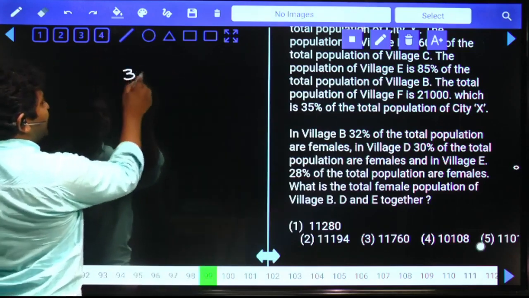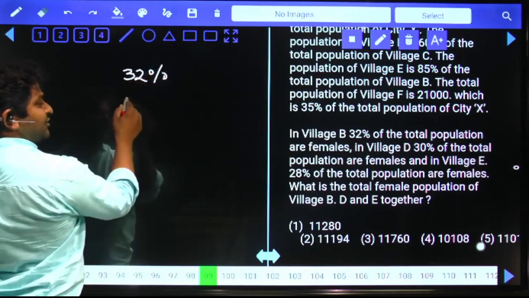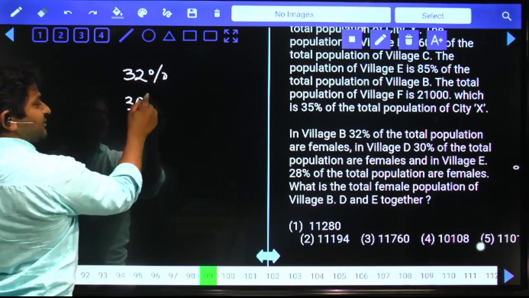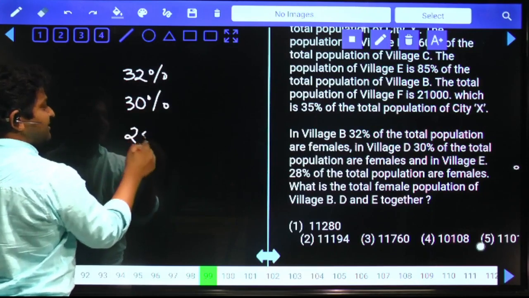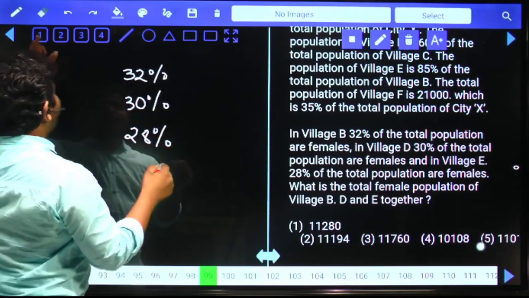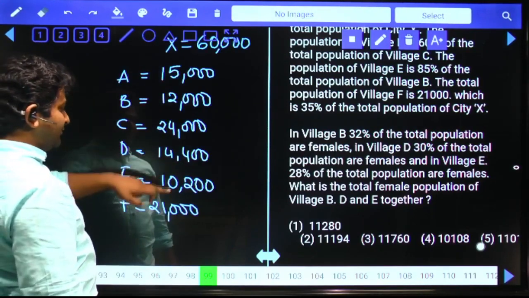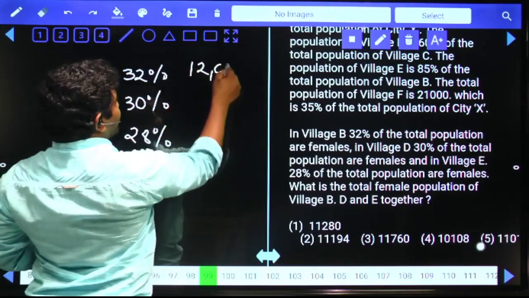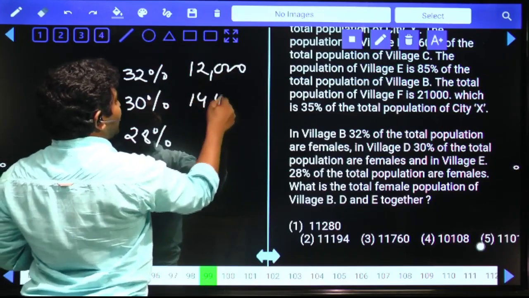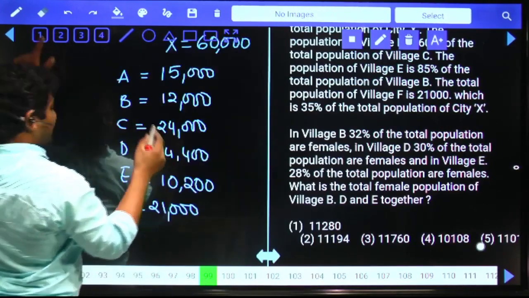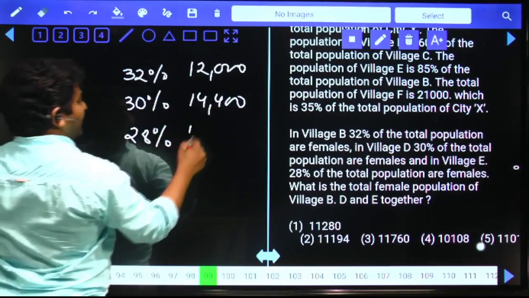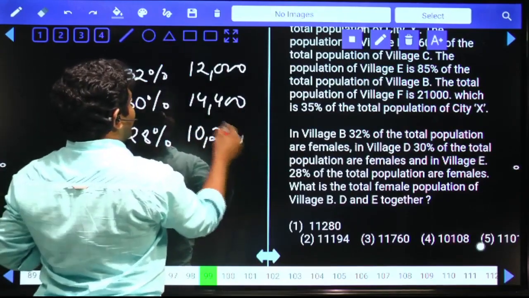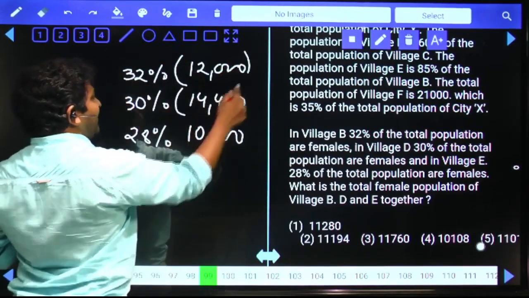In village B, 32%. Village D, 30%. Village E, 28%. B, D, E. B value is 12,000, 14,400, 10,200. 12,000, 14,400, and then 10,200. Now, this is what we need to calculate.